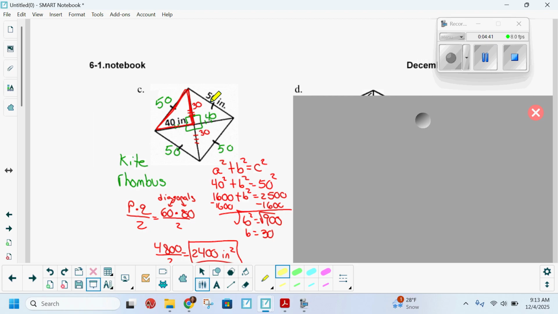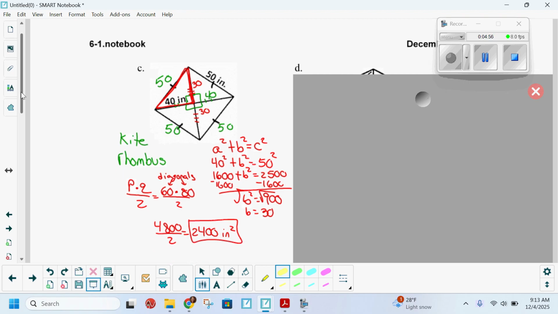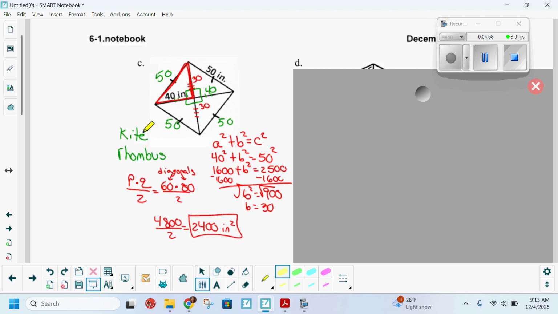But what I do know is that it's a kite because these 2 adjacent sides are congruent and these 2 adjacent sides are congruent. Or I could call it a rhombus. So a kite is a form of a rhombus. Well, in this situation it is, because all four sides are congruent. That's what makes it a rhombus. So a kite is sometimes a rhombus, but a rhombus is always a kite. So if I'm looking here, I have two ways to do this problem.